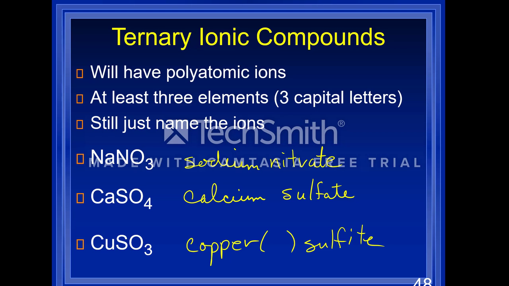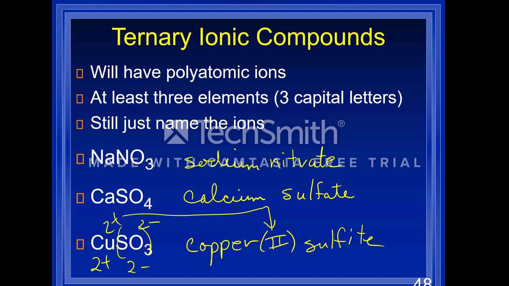Now, what number do I put there? I've got to figure out the charge on copper. Well, I know sulfite is 2 negative, because I looked it up. That means this whole thing is 2 negative. So my total negative is 2 negative, so my total positive has to be 2 positive. I only got 1 copper. What's the charge on that copper? 2 positive. And that 2 is what goes here. So it's copper(II) sulfite.